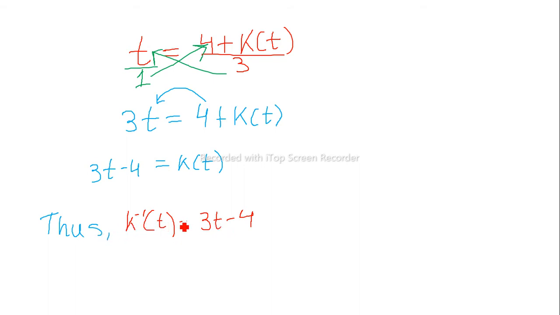So k inverse of t equals 3t minus 4. Alright, so that is the correct working for this. Please take this down and make sure you send me the notes. Now, I'm going to leave this for you to do.